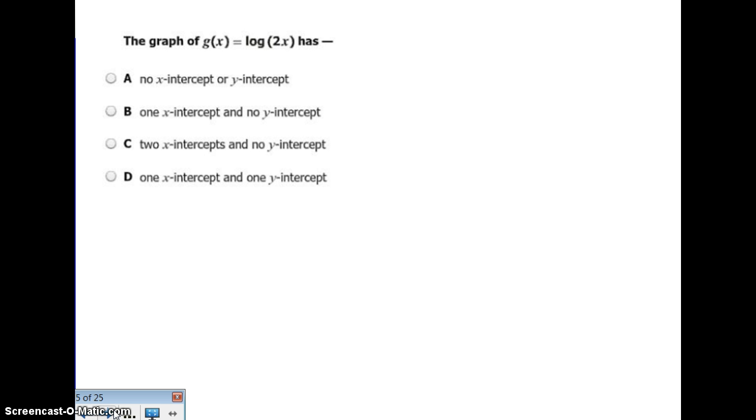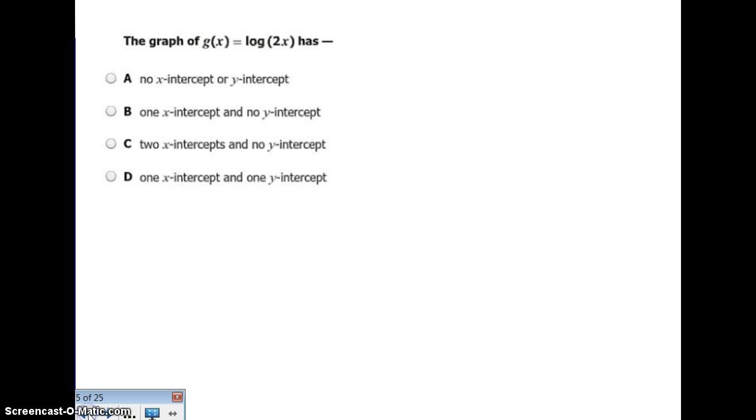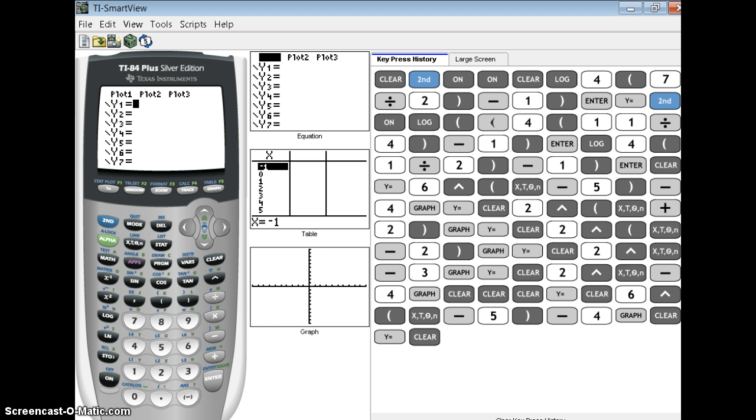Okay, last but not least, I think this is the last log one. No, I'm sorry, there's two more. Okay, so for this one, the graph of g of x equals log base 2 of x has which characteristics? So we're going to graph this on our calculator. Go to y equals, and it's log of 2x. The base is 10. So that's why you're not seeing that little number there. So when that's the case, you can just type it in exactly as it looks, log 2x. And we're going to graph it.